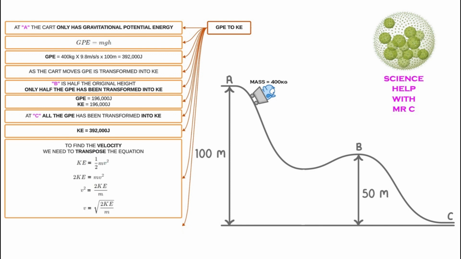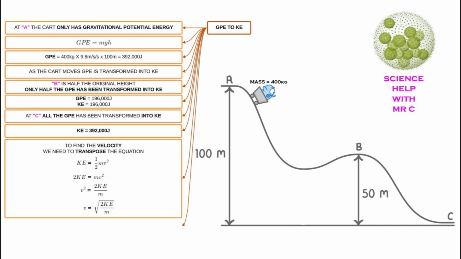Now to work out the velocity of the cart at C, we need to transpose the equation for kinetic energy. So remember, KE equals a half mv squared. We need to isolate v. So if we go through the steps, because it was divided by 2, it's now times by 2.